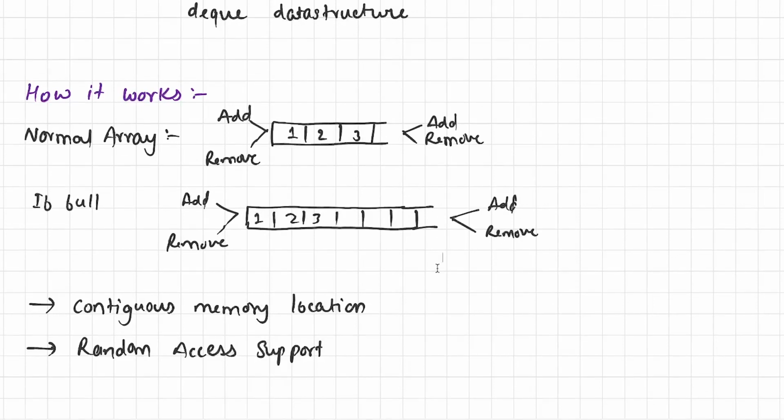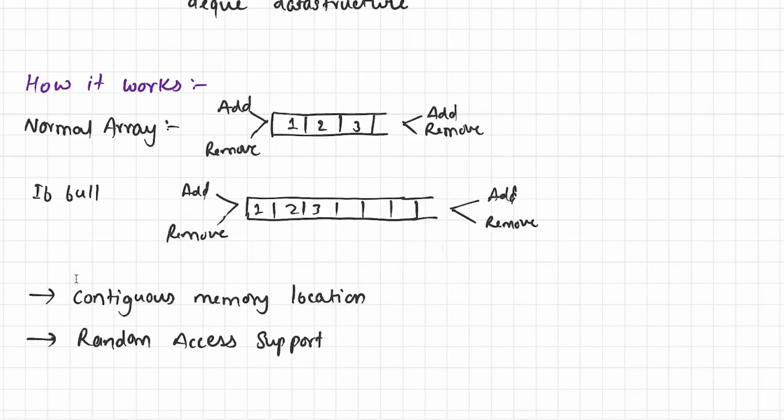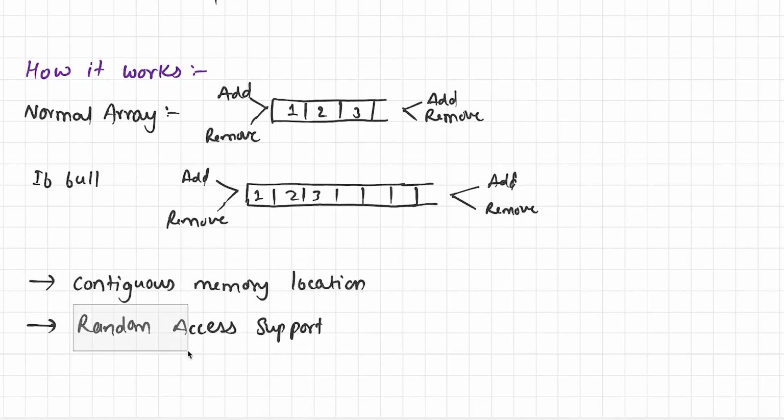So this is the main advantage we get when we use ArrayDeque, that the internal representation of the ArrayDeque, that is array, grows and shrinks its size as per the number of elements. And the cherry on the cake is, as the array stores all the elements in contiguous memory location, we get random access support, so that we can access any element of the array in constant time. So this is how ArrayDeque internally works.